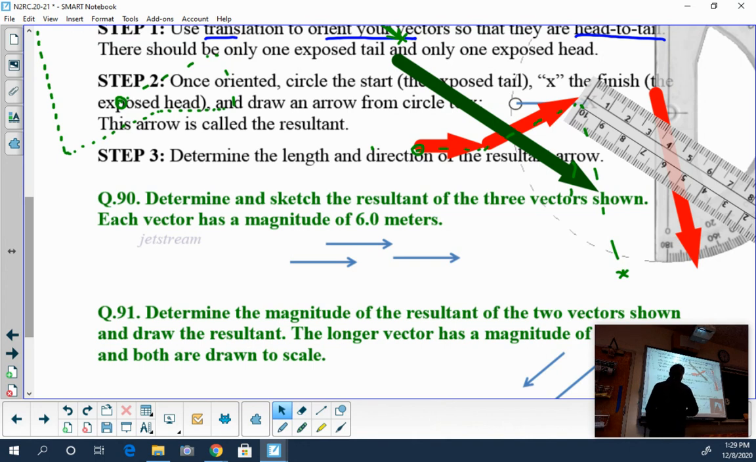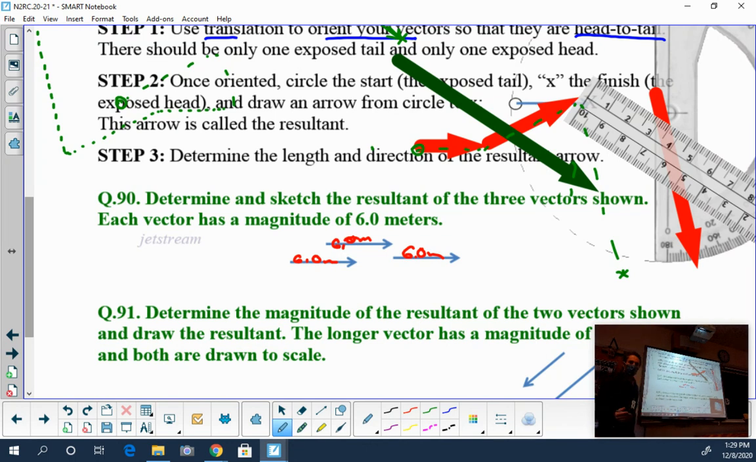Okay, the resultant of the three vectors shown. Each vector has a magnitude of 6 meters. So this one is 6 meters to the right. This one is 6 meters to the right. This one is 6 meters to the right. Algebraically, you could set this up with givens of units. These are all displacements because they're in meters. So we can number maybe 1, 2, and 3.